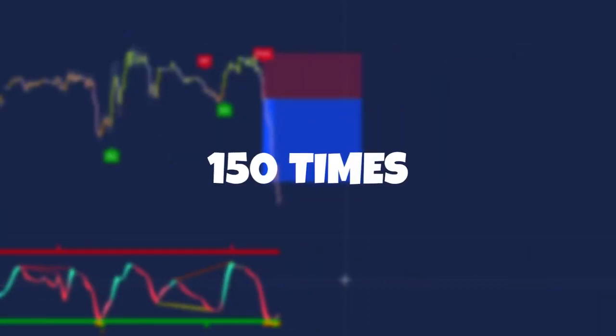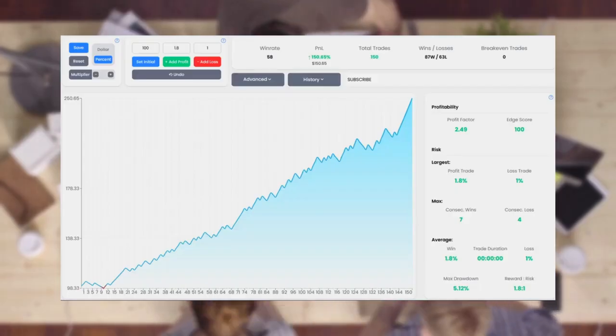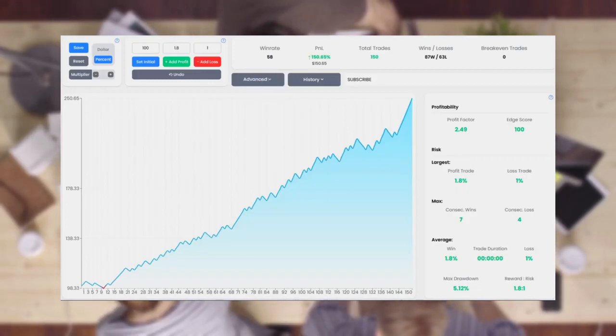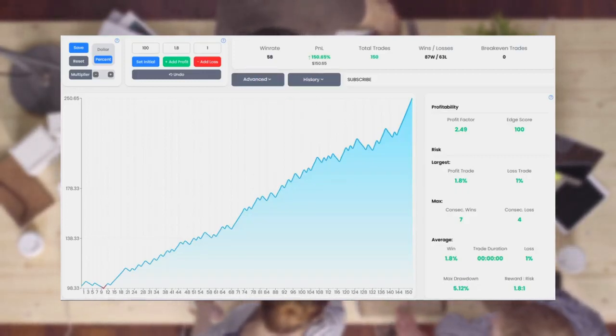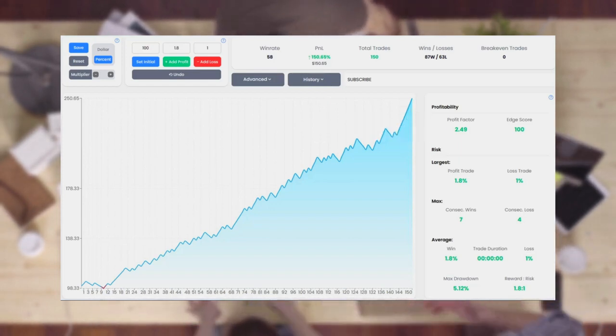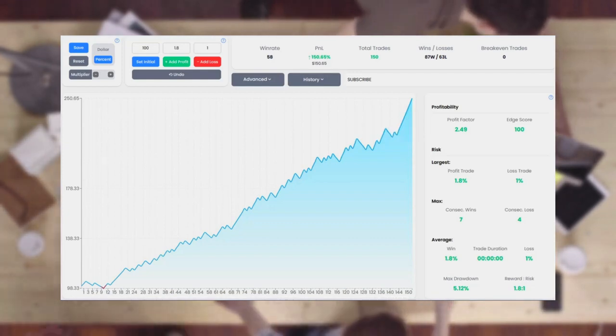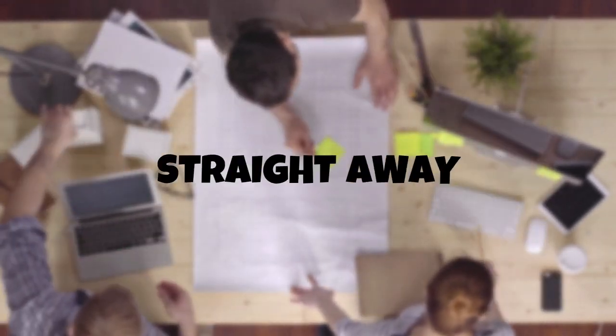But okay, it is now time to test this strategy 150 times, and I will show you the best possible results for this strategy right now. We had an almost 60% win rate, achieving us 150% with 87 wins and only 63 losses. With a profit factor of 2.49, I think this is a very, very safe and profitable strategy, and it's super easy for beginners to just pick up and use straight away.